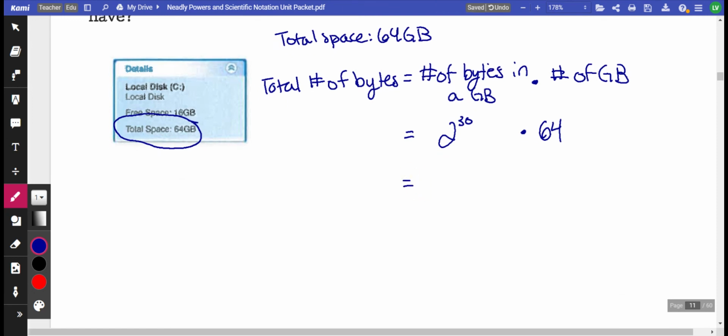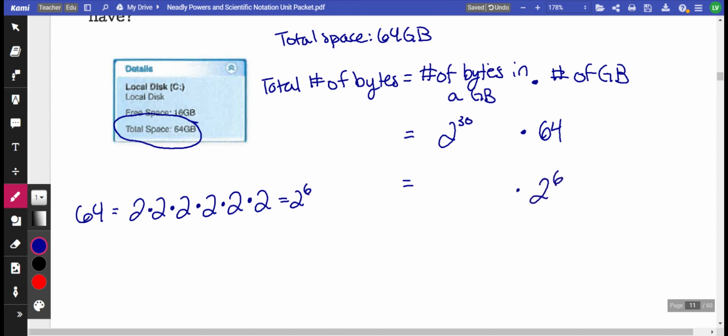In order to combine our like terms, I'm actually going to convert 64 to a power of 2. So 2 times 2 is 4, times 2 is 8. 8 times 2 is 16. 16 times 2 is 32. 32 times 2 is 64. Well, this equals 64, which is 1, 2, 3, 4, 5, 6: 2 to the 6th power. So instead of writing 64, I'm going to write 2 to the 6th power.